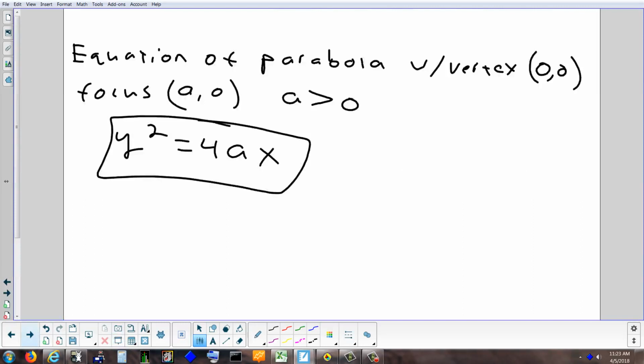So, there are 4 different equations for parabolas. Why 4? Well, there's one opening up, opening down, opening left, opening right. We're going to start with this one. All of them kind of look the same. Sometimes it's y squared equals positive 4ax. Sometimes it's y squared equals negative 4ax. Sometimes it's x squared equals positive 4ay. Sometimes it's x squared equals negative 4ay. I basically just told you all 4 variations you could have. So whether this is positive or negative, and whether that's an x or a y, controls if it opens up, down, left, or right.